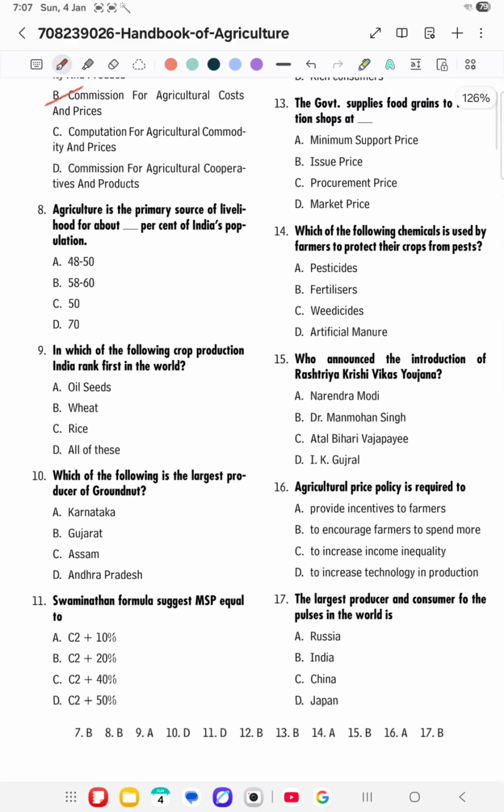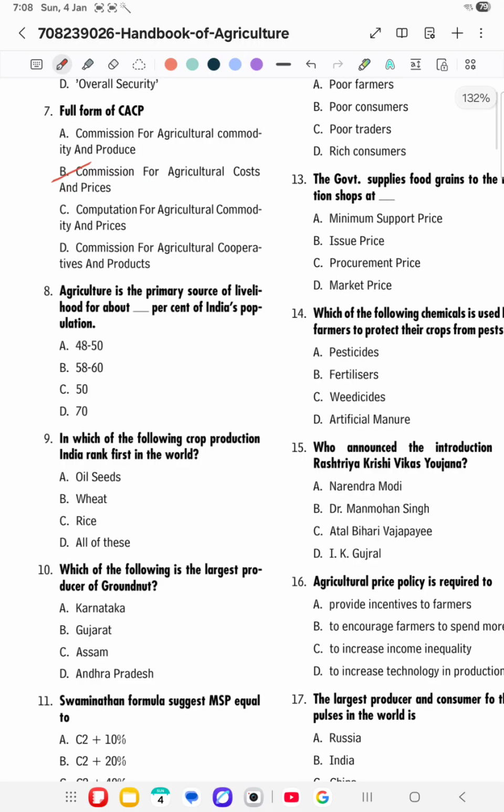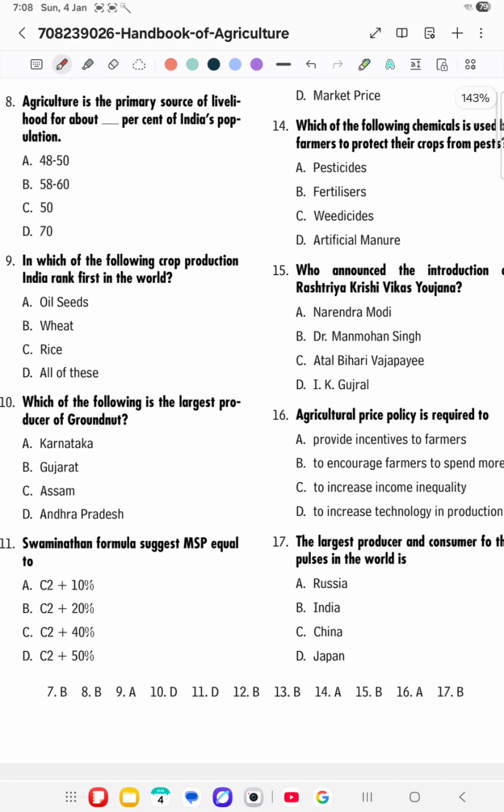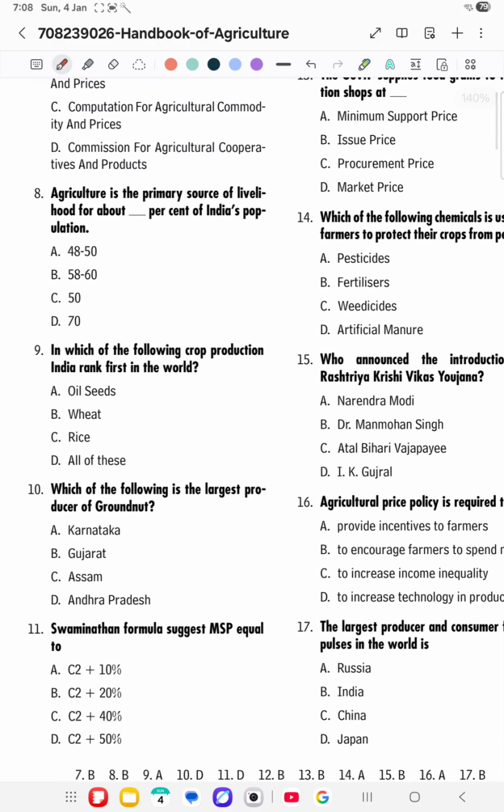B. Yeah. Agriculture is the primary source of livelihood for about dash percent of the Indian population. I think it's 48 to 50 right now. It's below 48 actually. It's written 58 to 60, but I think now it will be 48 to 50. Okay, I'll check through the internet actually. Okay, it's 58%. So B is correct. Okay, the report of an industry association says the primary source of livelihood is about 48% of India's population. Okay.